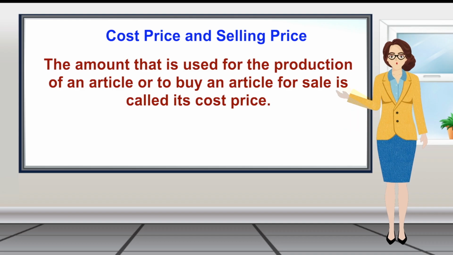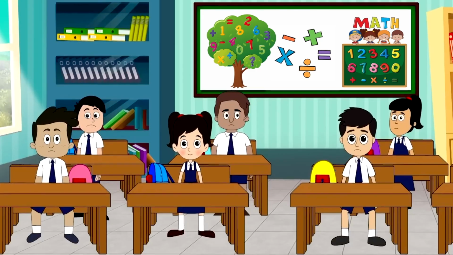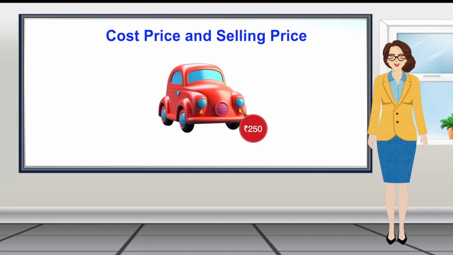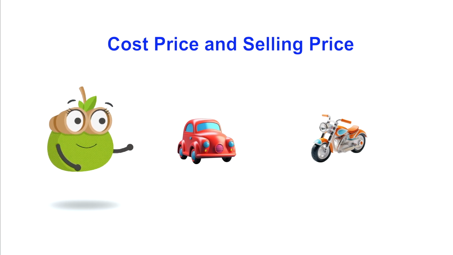The amount that is used for the production of an article or to buy an article for sale is called its cost price. The amount at which the article is sold to customers is called its selling price. So we can say that the cost price of a toy car is rupees 250 and its selling price is rupees 300. Similarly, the cost price of a toy bike is rupees 150 and its selling price is rupees 180. Wow, it is great fun.